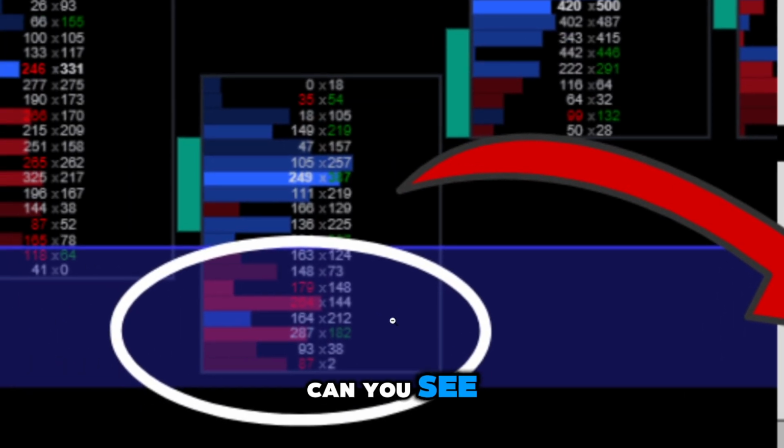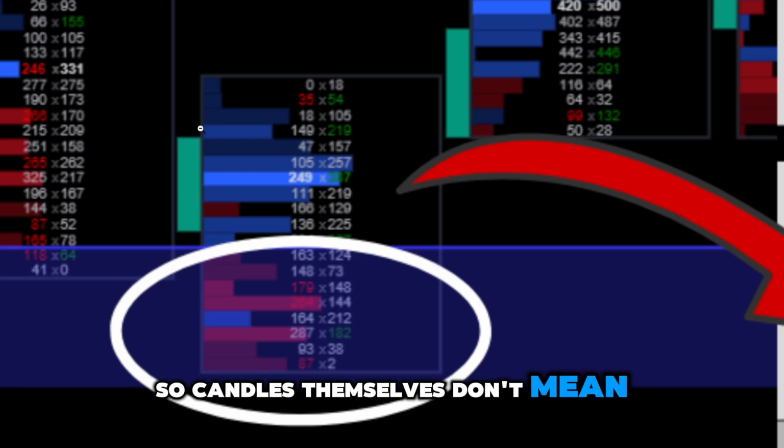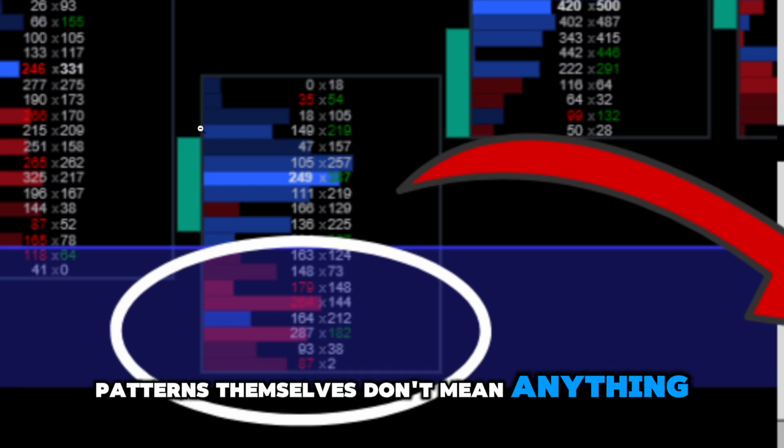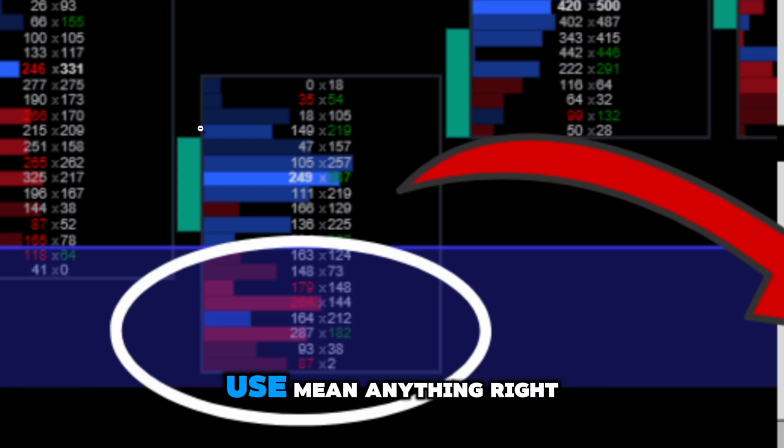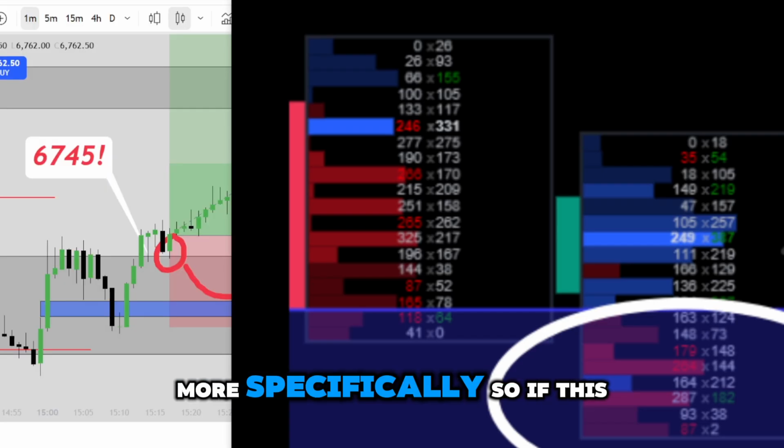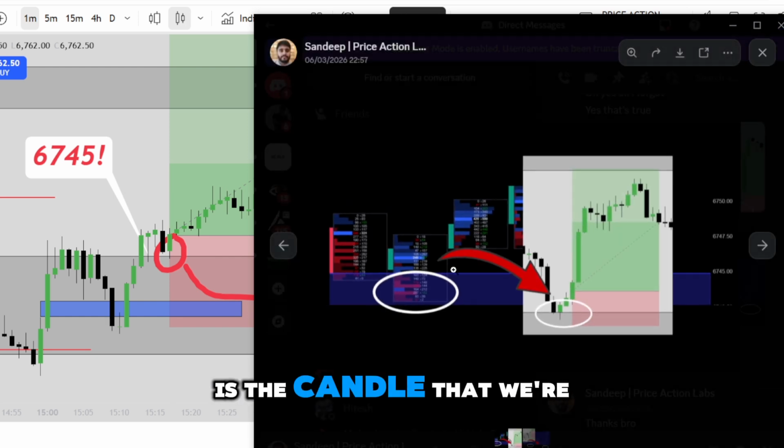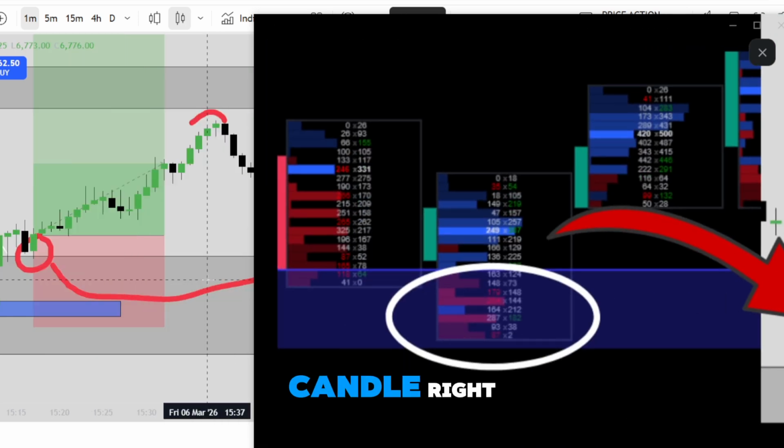What can you see? So we have a green candle. Candles themselves don't mean anything. Patterns themselves don't mean anything, right? None of these concepts you use mean anything, right? It only depends on the context inside the candles, or the order flow inside the candles more specifically. So if this is the candle that we're dealing with, right? We're dealing with this candle, right?